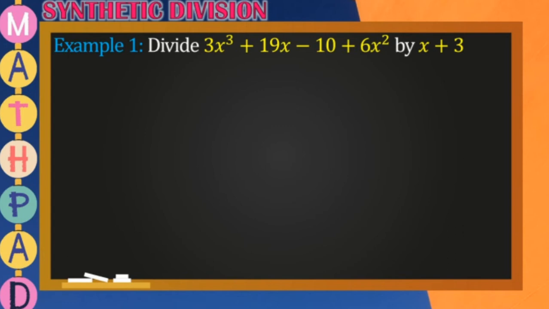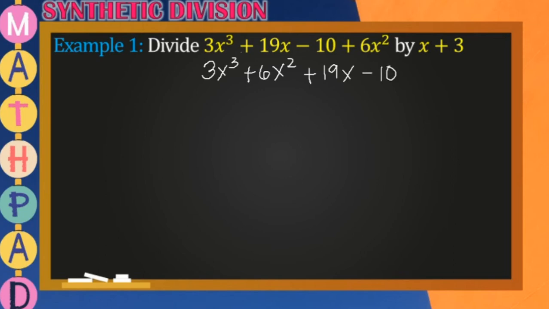So, as you can see, our example number 1 in synthetic division is just the same as what we have solved in example number 1 using the long division method. So, again, we have to rewrite the given polynomial in standard form. So, ang una is 3x cubed. Diba? So, 3, kasunod dapat yung may exponent na 2. Okay? Then next, yung may exponent na 1, and that's 19x. And then we have negative 10.